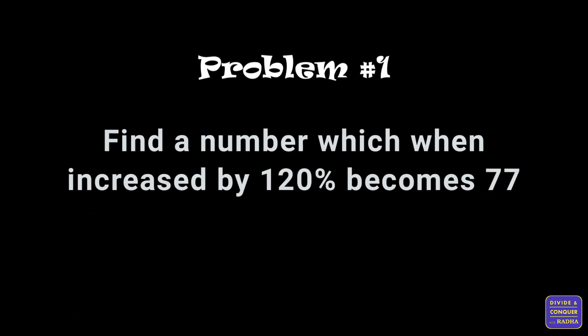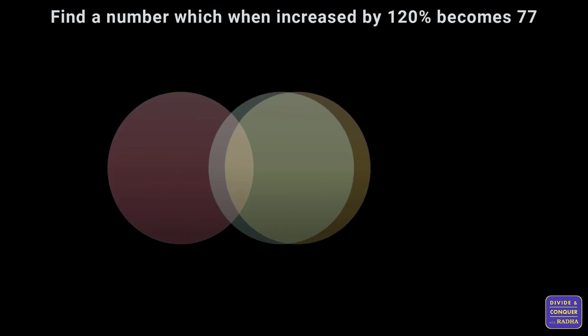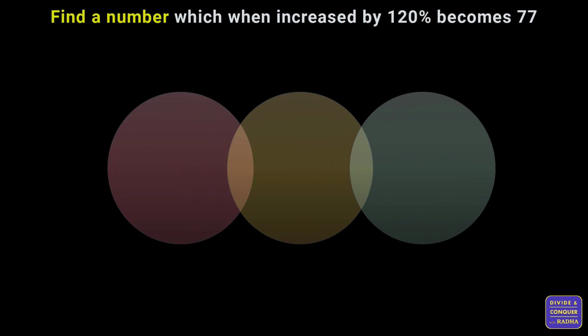Find a number which when increased by 120% becomes 77. For a better understanding, let's split the sum into three parts. Find a number. That means we need to calculate the original number, which when increased by 120%. So when we increase this original number by 120%, we get a resultant number which is equal to 77.